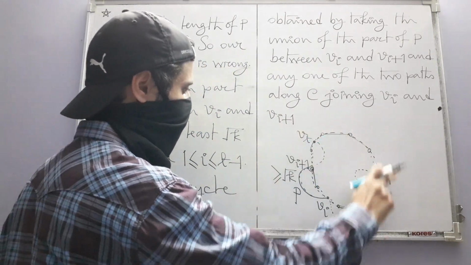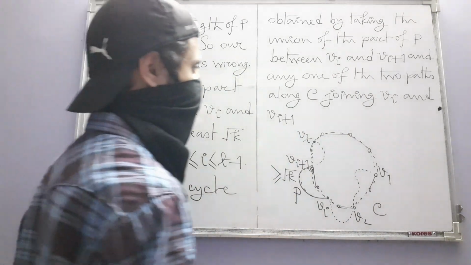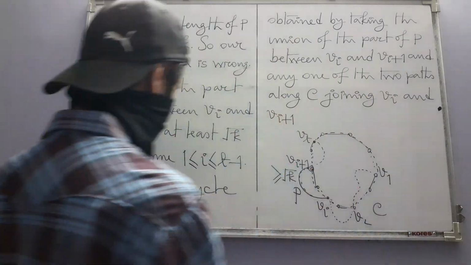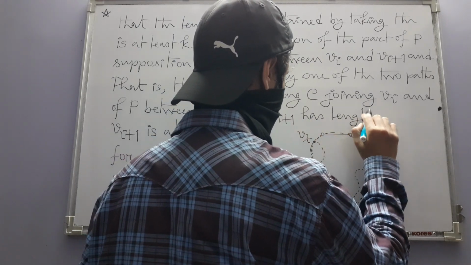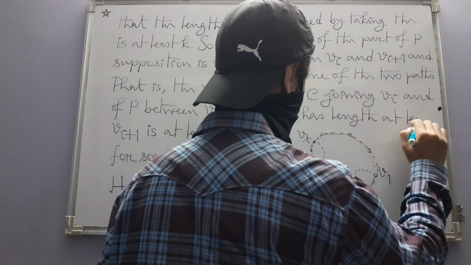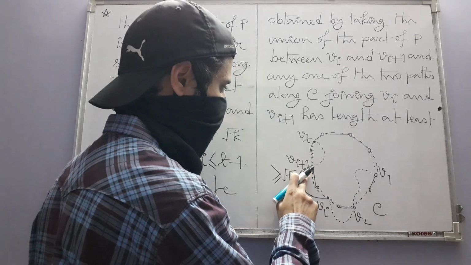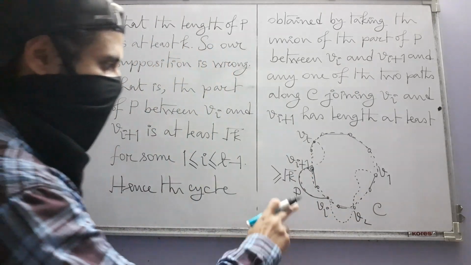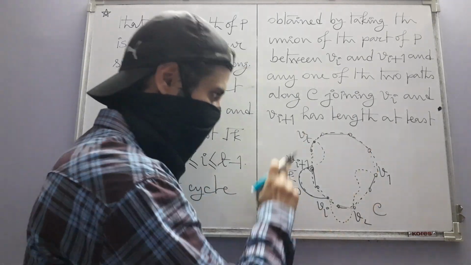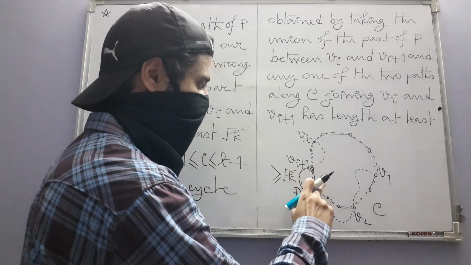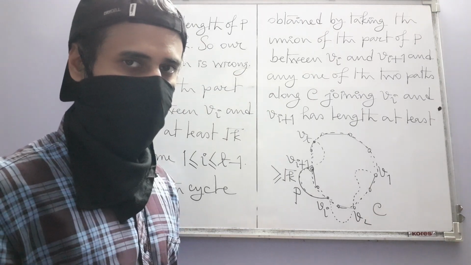One of them is this and the other one is this. If we take the union of these two things, then we are getting another cycle, and that cycle has length at least square root of k. Well, you can clearly see that the length is actually greater than that, because this part itself is at least square root of k, but you have something else also, no? And that something else in the least possible case is one extra edge, right?